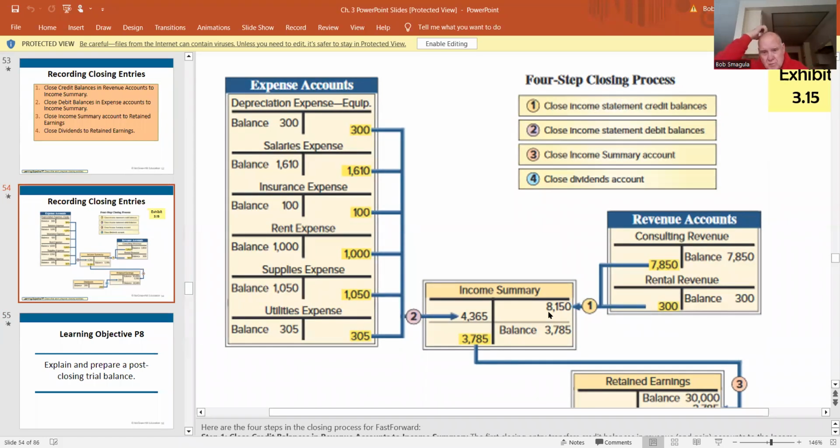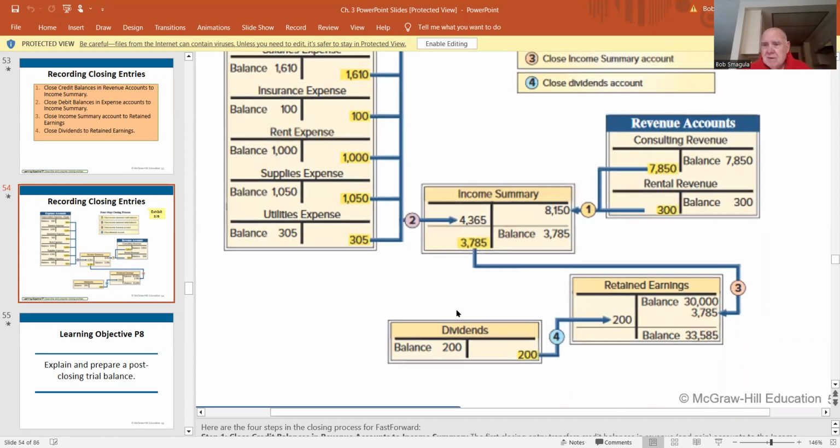78 plus 3, $81.50. We do the same exact thing with the expenses. We credit each expense account and debit the income summary. The income summary now has the net income of $37.85. Now we have to zero the income summary out. We're going to find the balance is $37.85. So we move the $37.85 over to retained earnings, okay? The revenues were $81.50. The expenses were $43.65.